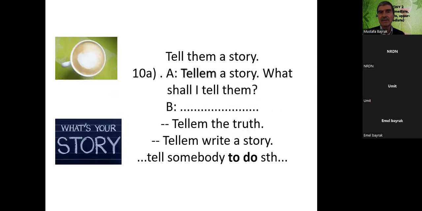Okay, tell them a story becomes tell them a story. Yeah, this is also possible. Tell them a story. What shall I tell them? Tell them the truth. Tell them to write a story. Instead of saying tell them to write a story, tell them write a story.